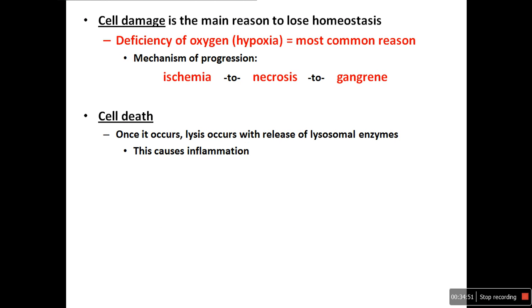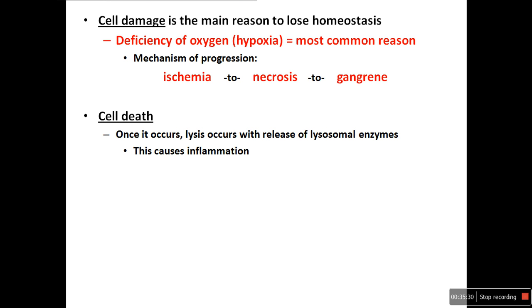Okay, cell damage is the main reason to lose homeostasis. So cell damage is the failure to maintain homeostasis conditions. So what is the main reason to lose homeostasis or internal consistency? It is the cell damage.